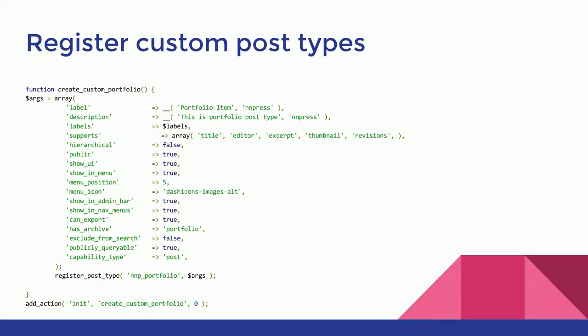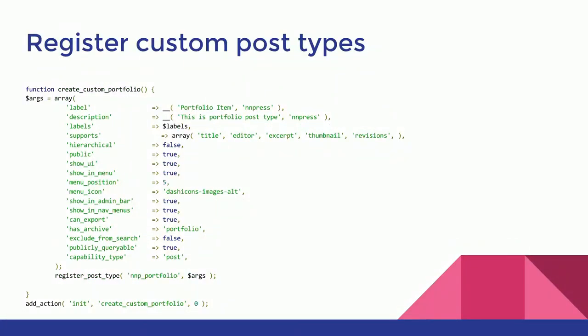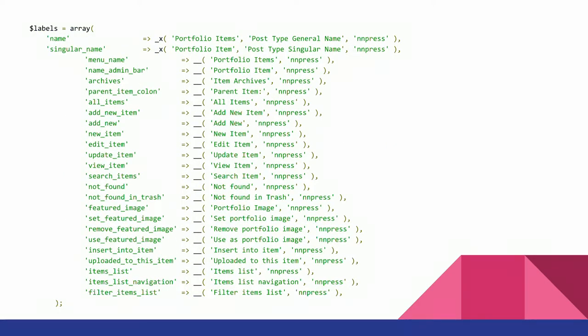WordPress backend will create some data inserting fields like title, editor, and images. And again, there are a lot of arguments that you can pass. That means more arguments, the more you can customize. You can even define URL types and menu icons, and there's a lot of stuff. If you refer to the Codex, there is a very detailed explanation of each and every item.